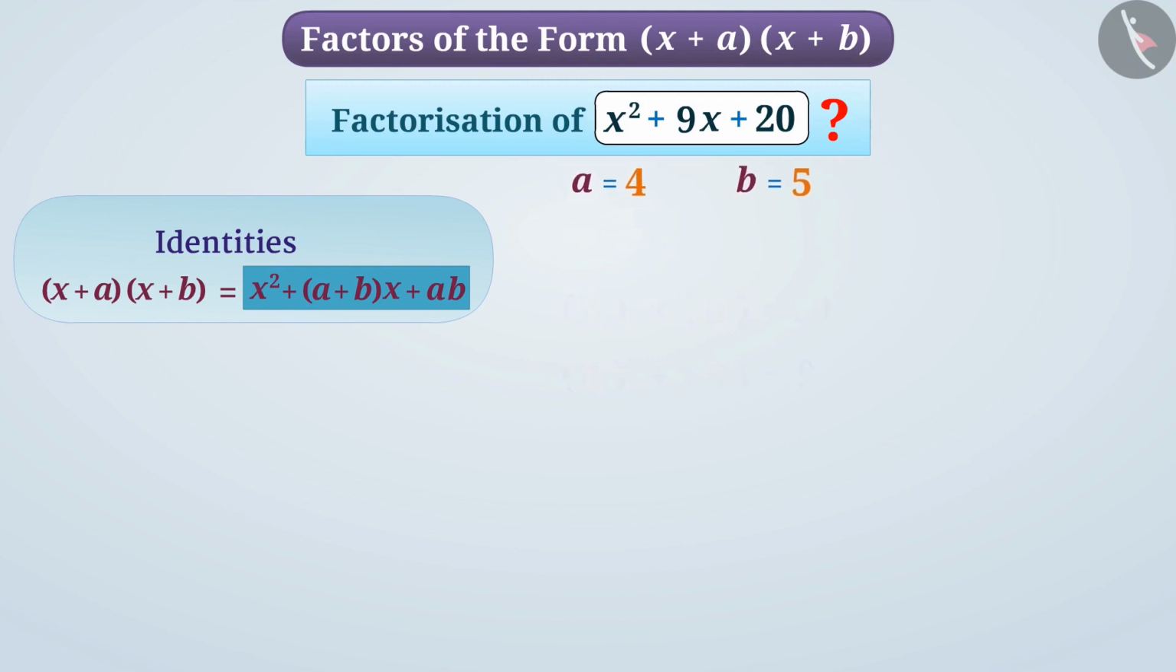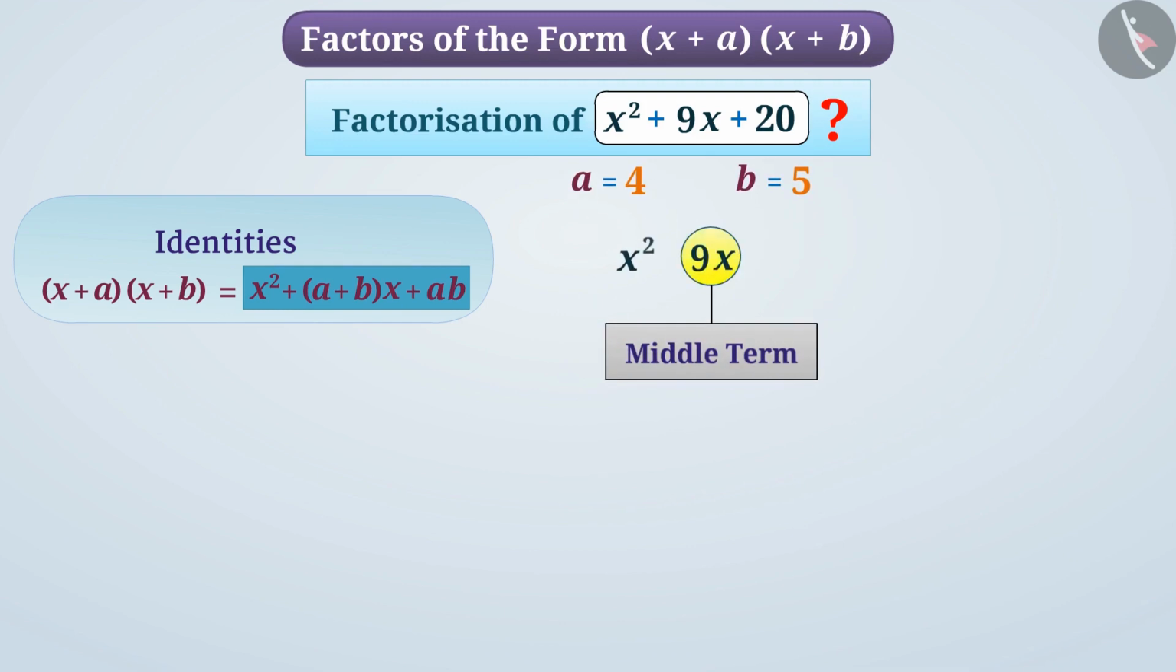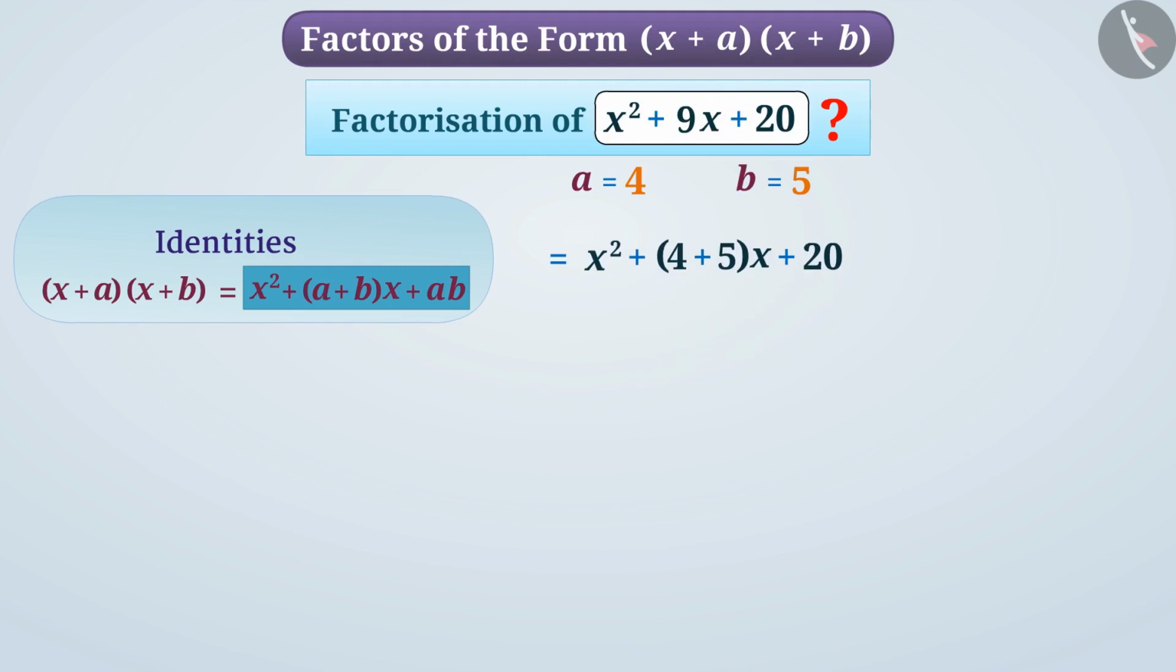In this way, we can write the middle term 9x of the expression x² + 9x + 20 as (4 + 5)x. In this way, we have arranged the given expression as the right side of this identity. We can write it like this by removing the brackets: x² + (4 + 5)x + 20, that is, x² + 4x + 5x + 20.